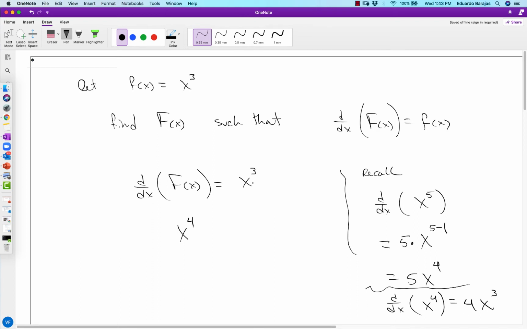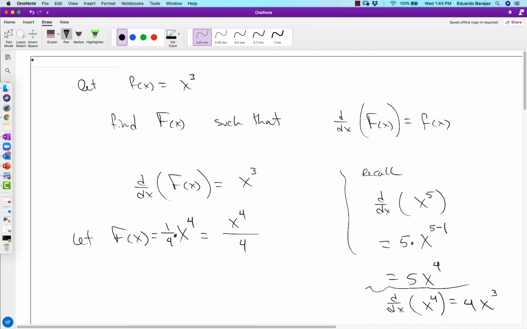So I'm getting close. I do have the correct power, but there's a 4 there, and I don't necessarily want that 4 to be there. So I can undo it by multiplying this by 1/4. Okay, so we're going to let capital F of x equal 1/4 times x to the 4th power, or also known as x to the 4th power divided by 4. Right? So it's sort of a guess and check process. You're going to kind of think about your derivatives.